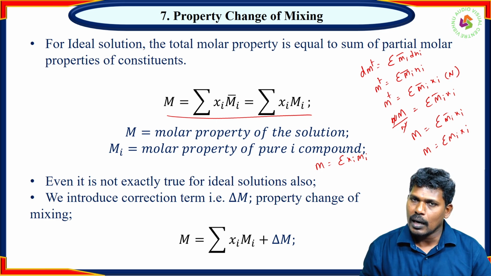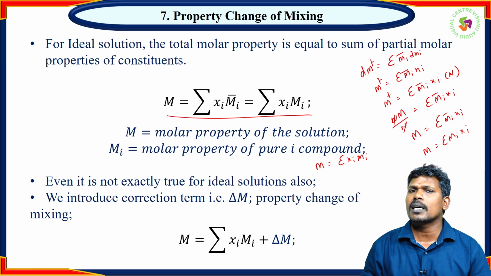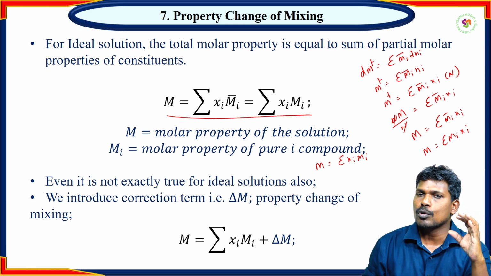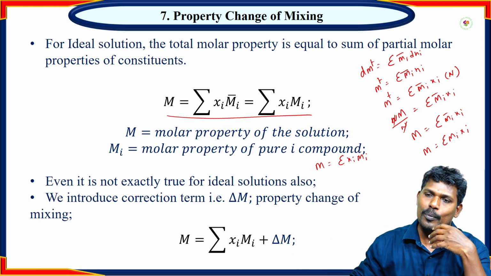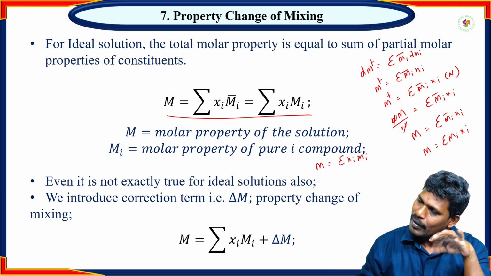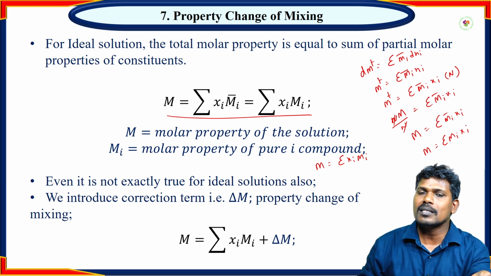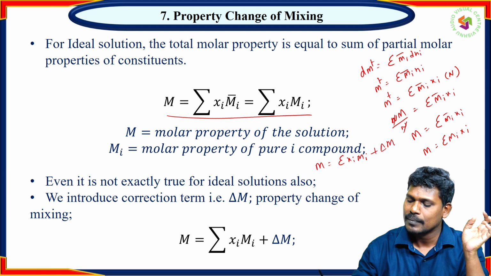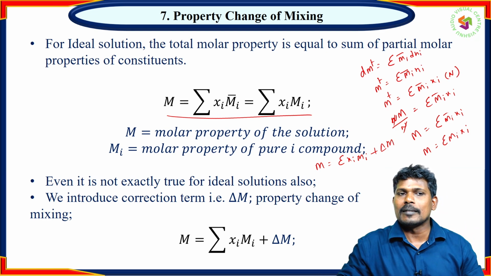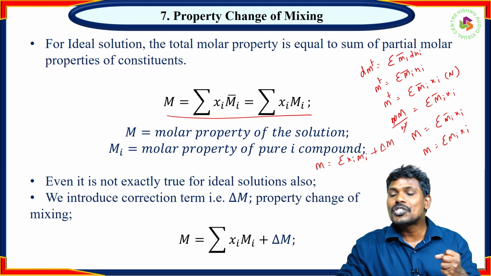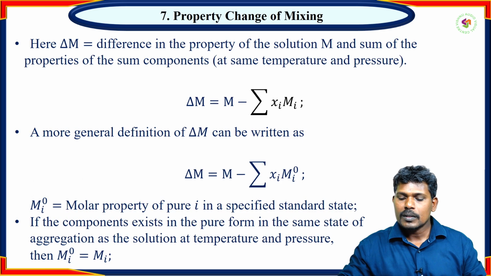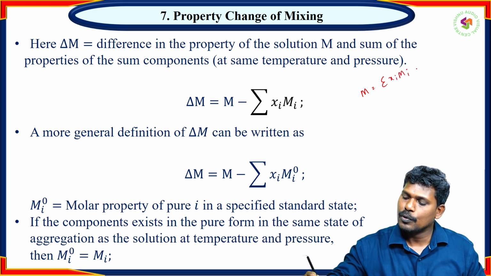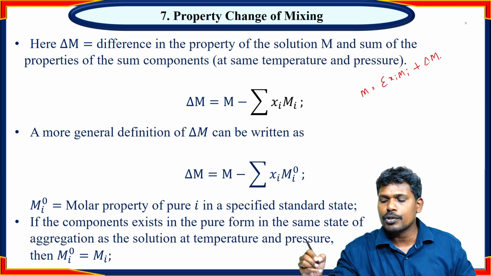But even for an ideal solution it may not be exactly correct. What is the meaning of that? The molar property of a solution is a summation of individual molar properties of the compounds multiplied with the mole fractions, but even for ideal solutions it is not exactly true. So one more term is added, that is delta M. Delta M is the property change of mixing. So when you add or remove, what is the change of that property? Initially we got M is equal to summation xi into Mi, so we added another term because it is not exactly true even for an ideal solution.